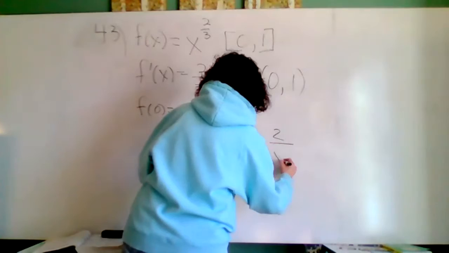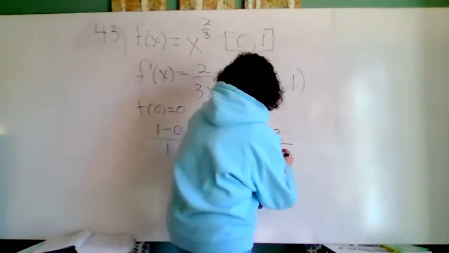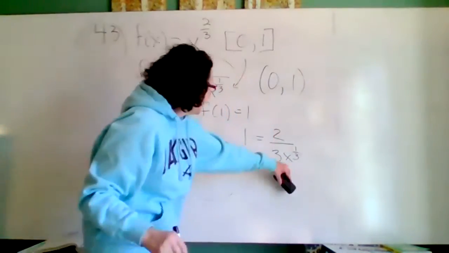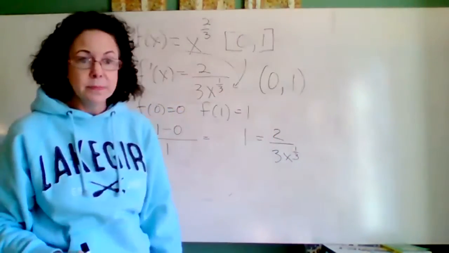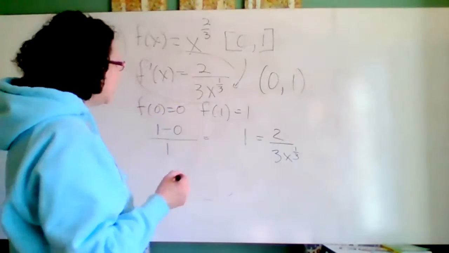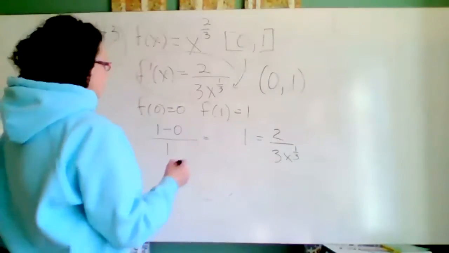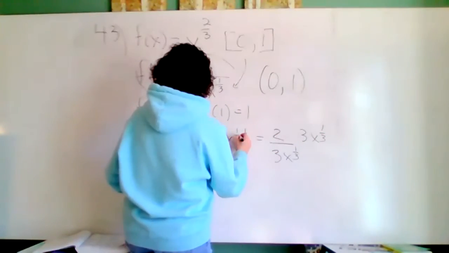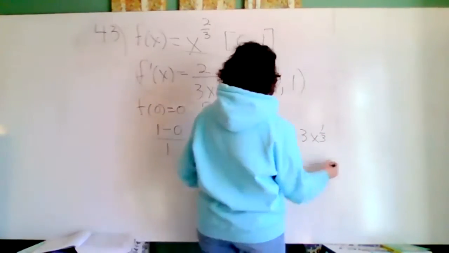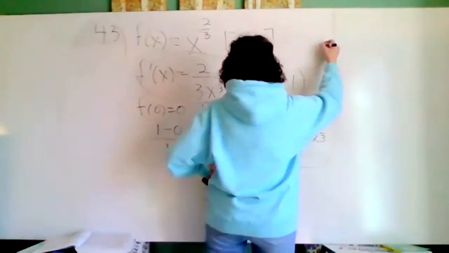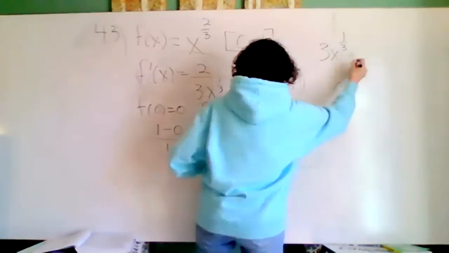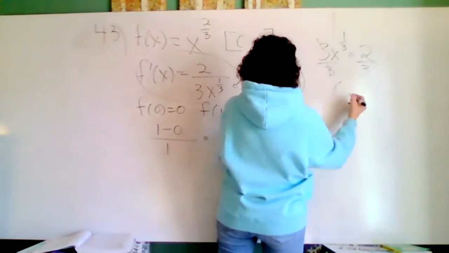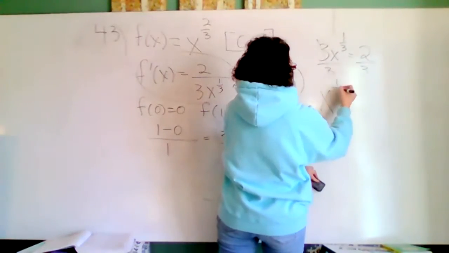And apparently there's a place where the derivative I wrote right here, there's an x where it happens between 0 and 1. Okay, so I'll multiply both sides by 3x to the 1/3 to get rid of that denominator. 3x to the 1/3 times 1 equals 2. Divide by 3. X to the 1/3 equals 2/3.